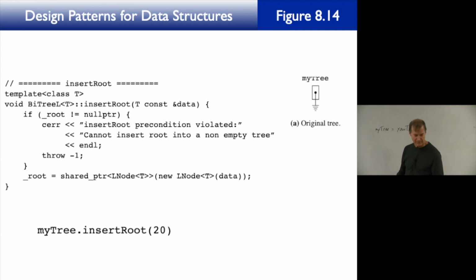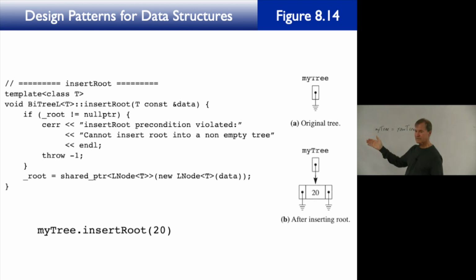So I think I have a picture here. My tree in part A of this figure has to originally be the empty tree. So if you say my tree.insert root 20, then obviously _root gets new, and we saw what that does. It does this, part B. Everybody good? So that's how we do insert root.